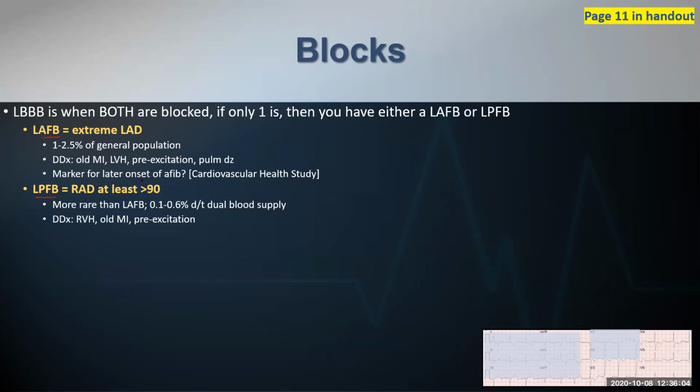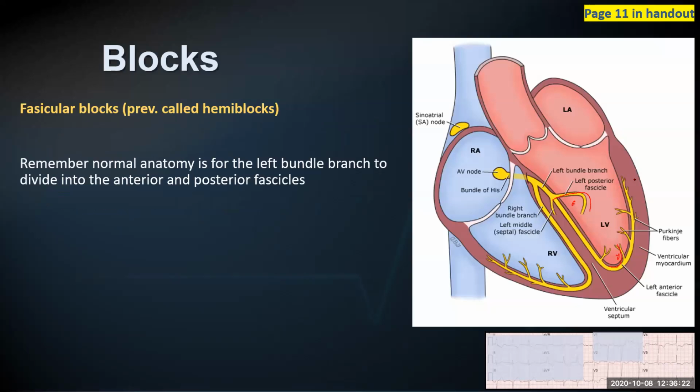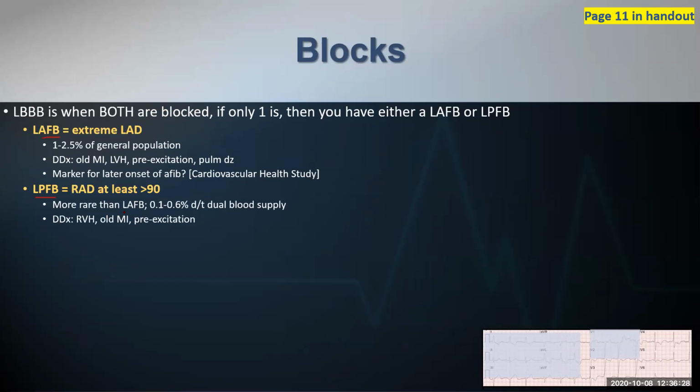So left posterior fascicular blocks are going to have the opposite. They're going to have right axis deviation, at least 90 degrees. I'm not going to go over the axes again because we did that for the entire last lecture. It's definitely more rare, because it has two different areas of blood supply. You'd have to affect both areas of blood supply to get a complete occlusion of this fascicle, so that's why it's just not as common.